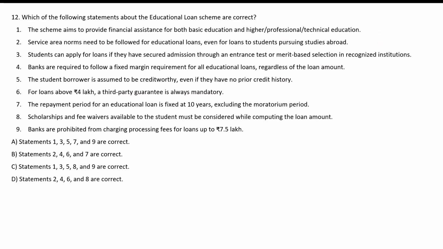Which of the following statements about education loan schemes are correct? The scheme aims to provide financial assistance for both basic and higher education. So this is correct. Service area norms need to be followed. No, service area norms need not be followed. So this is incorrect. Students can apply for loans if they have secured admission through entrance or merit-based selection.